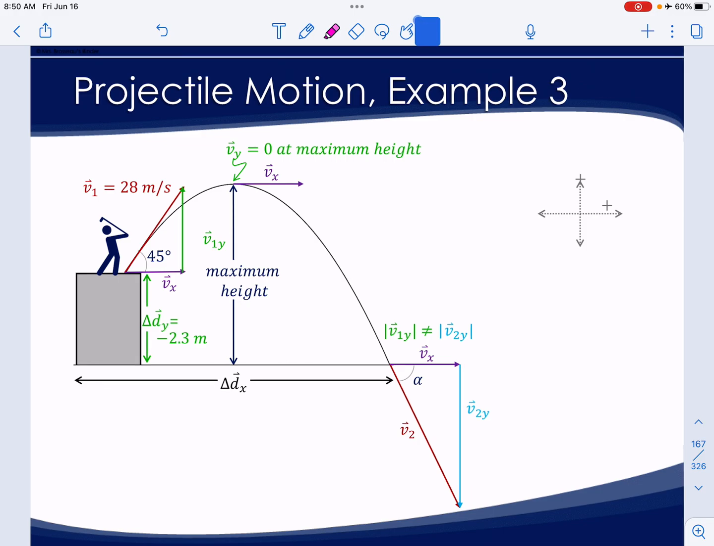So let's fill this in. We know that this initial velocity at this angle is 28 meters per second. We know that theta here is 45. We know that the Vy component at the top is at the maximum height. Once we use this to determine our Vx, we know that this Vx and this Vx will be the same. Okay.